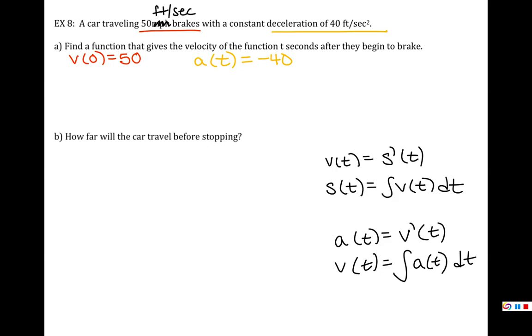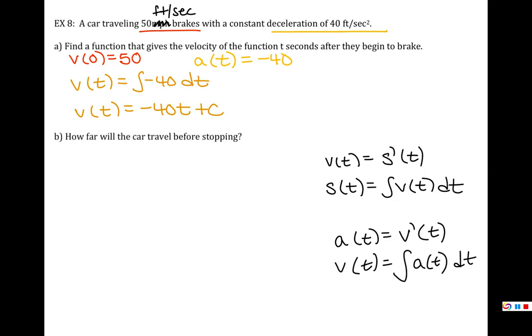If I want to find the velocity function, I'm going to have to integrate my acceleration. So velocity should be the antiderivative of negative 40. And this time, notice I put a dt there because the variable was a t. That's just how that notation works. That little dx dt really tells you what the variable is. Negative 40 is a constant, so its antiderivative would be negative 40t, and then of course plus c.